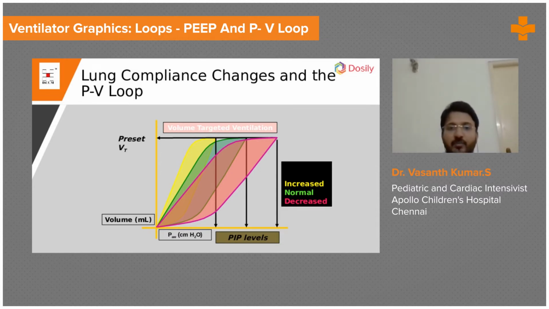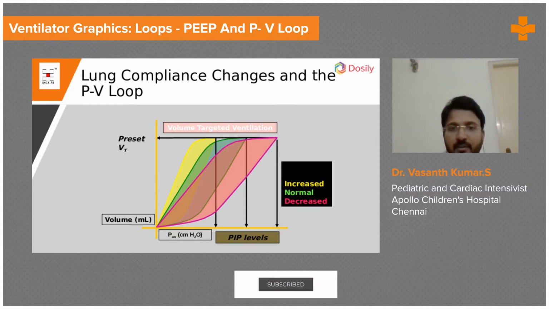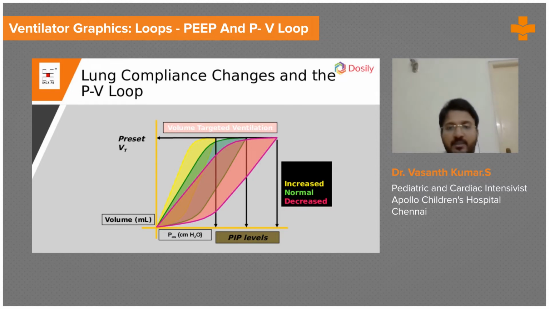There are 3 pressure volume loops here: pink, green and yellow. Suppose this is 10, 20 and 30 pressure and your tidal volume is 100. In the first graph, the yellow one, you have to give a pressure of 10 to get a tidal volume of 100, which is very good compliance. In the second graph, you need to give 20 of pressure to get a tidal volume of 100, so it is slightly lesser. In the third, you have to give a pressure of 30 to get a tidal volume of 100.